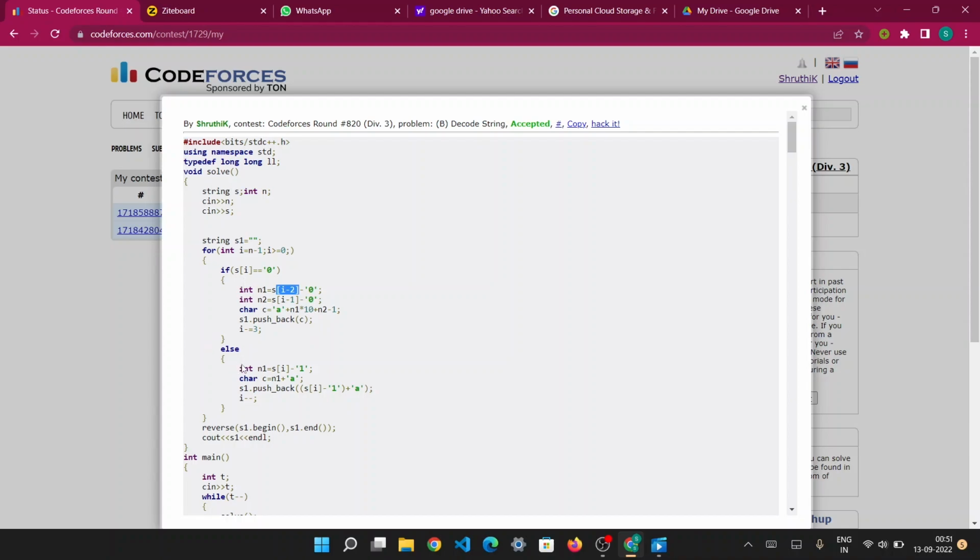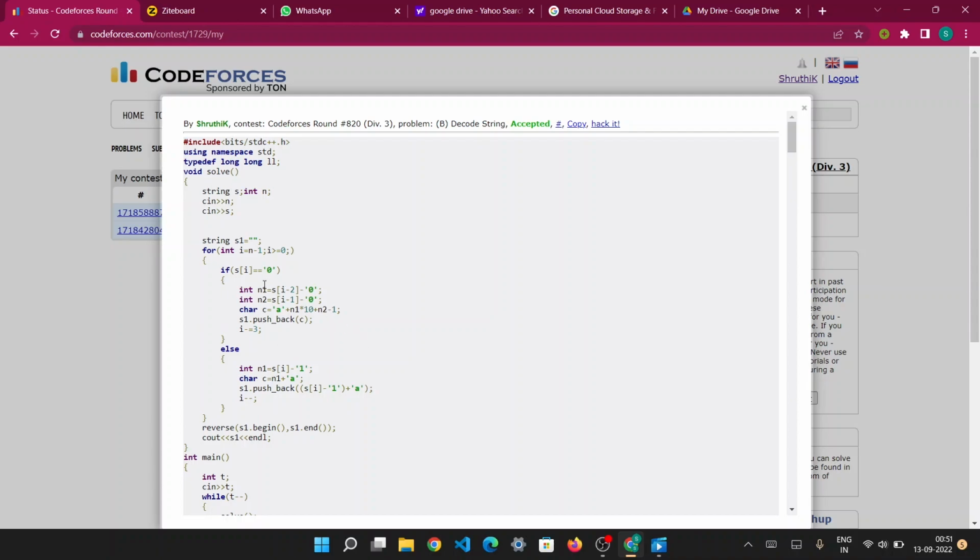Say I do not encounter a 0, then it is simply a unit, just a single digit. So I will just do s of I minus 1 and add it directly to a. This a, you could make it 0 here and subtract 1 here, anything works. So s1 dot pushback of the same character. And I'm decreasing I by 1 because I've just used one digit here.